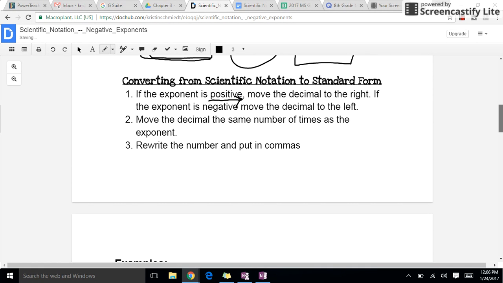Okay, so there we go. If your exponent's positive, you go to the right. Now, if it's negative, you go to the left. Got it. Okay.